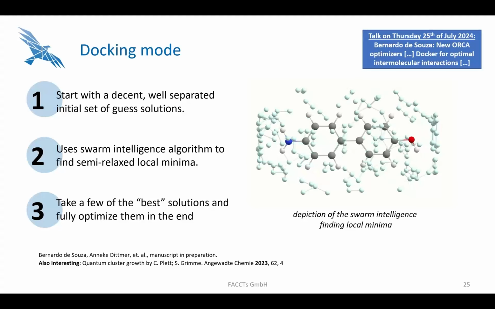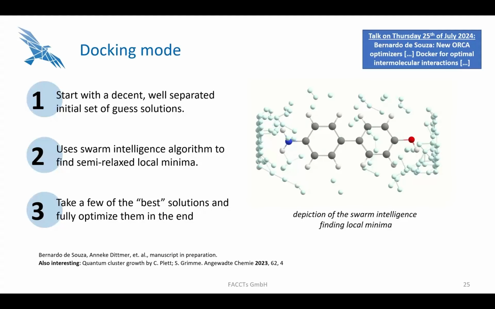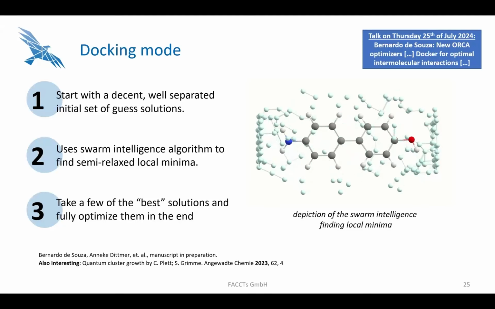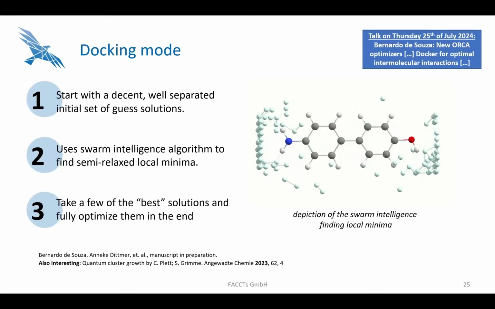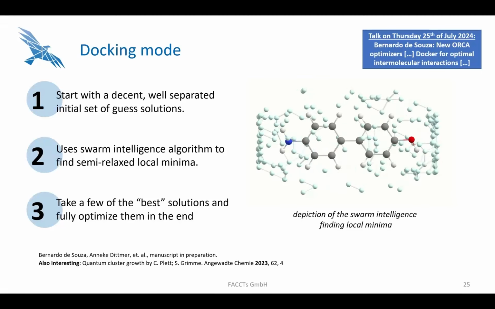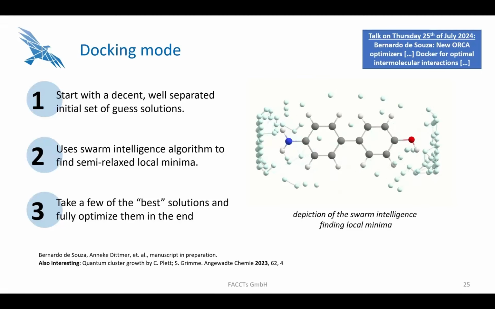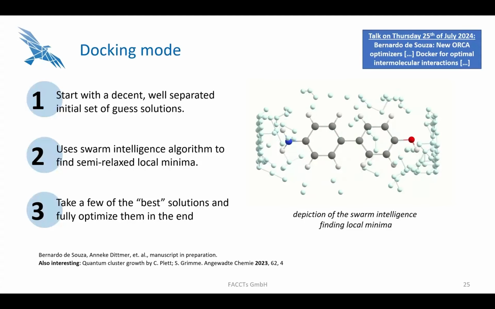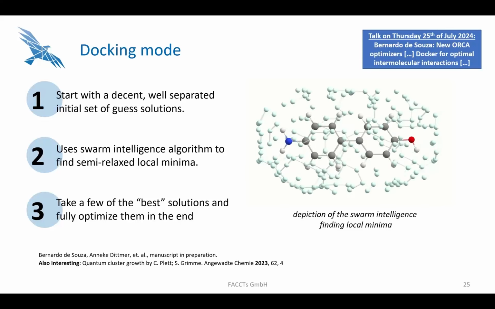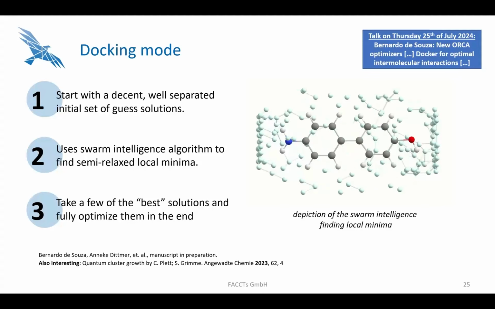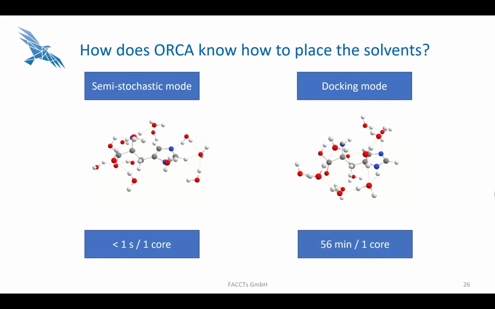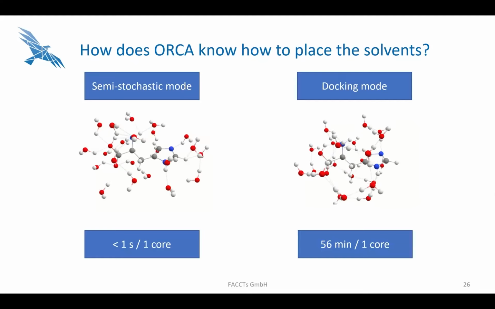You probably already had a chance to see Bernardo's talk before mine, where he introduced the Docker in ORCA 6. He also did an amazing job implementing the entire solvator. Since I already introduced the Docker, I will only say here that the solvent molecules are placed by using swarm intelligence. Local minima are found by docking the solvents in different positions around the solute, and then the lowest local minimum is determined. This approach is obviously not as cheap as our semi-stochastic mode, and the calculation time increases with each explicit solvent molecule added.